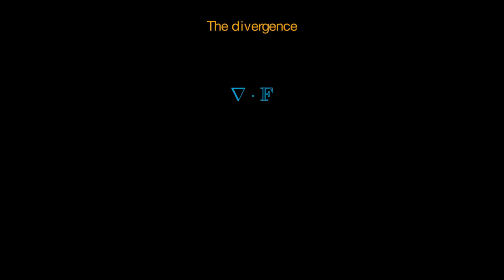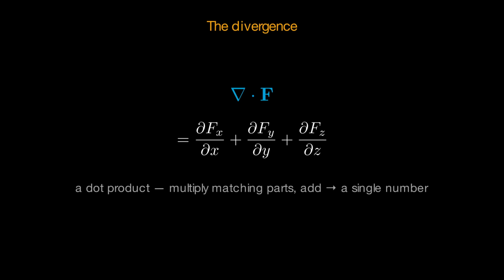For the divergence, take nabla and dot it with a vector field, a field that has an arrow at every point, like the velocity of a flowing fluid. A dot product multiplies matching components and adds. So nabla·f is the derivative of the x component in x, plus the y component in y, plus the z component in z. The result is a single number at each point.